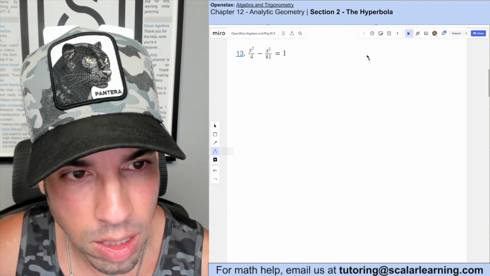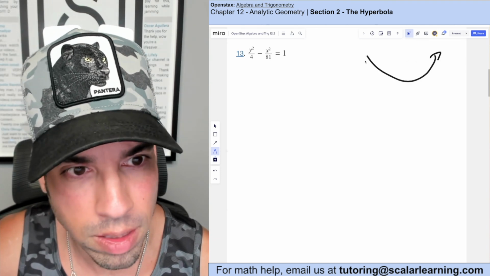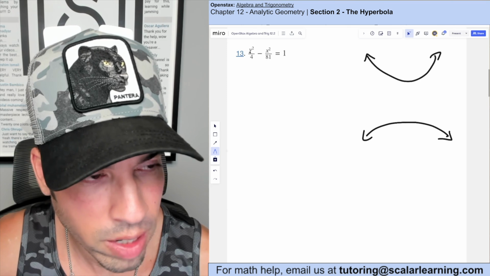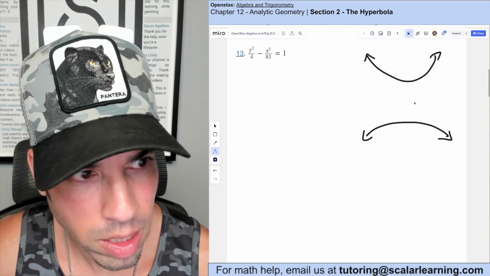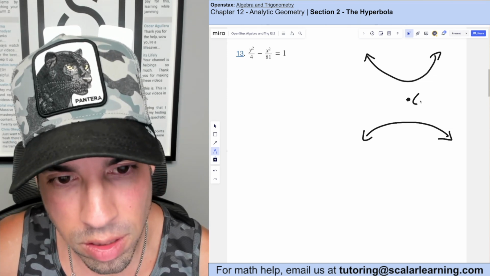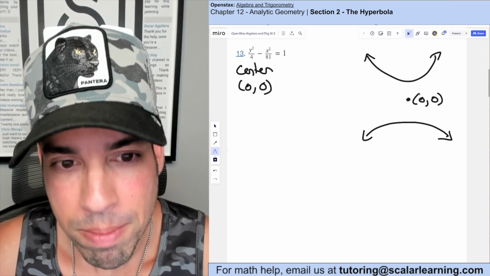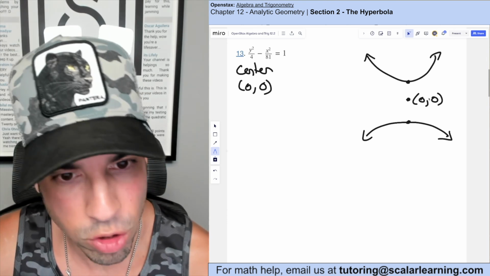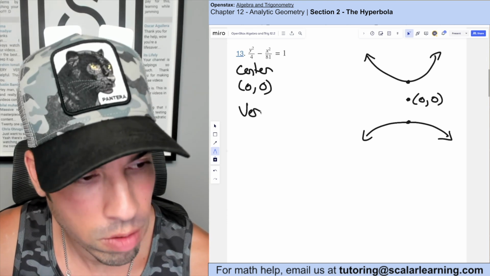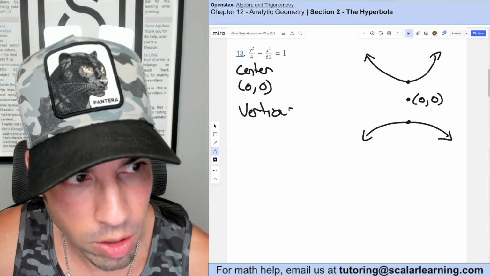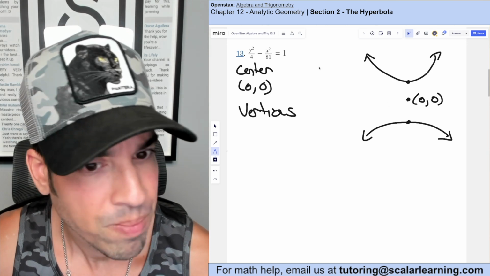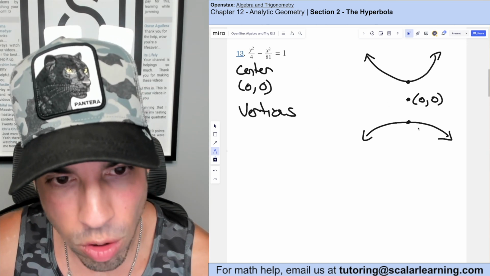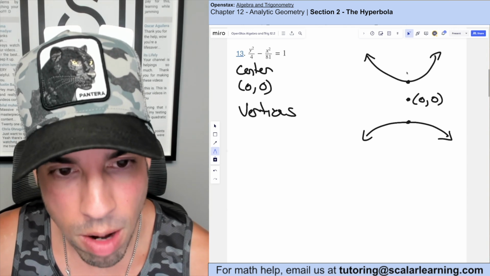So for this one, we got the y squared in front. So that just is going to tell us that this is going to go up and down. I also know since it's just y squared and x squared and there's nothing up there other than those two variables, we know the center is going to be at 0, 0. That means the vertex is going to be above and below 0, 0. So we're changing the vertices, we're changing that y value. And I know that because, like I said, it's going up and down.